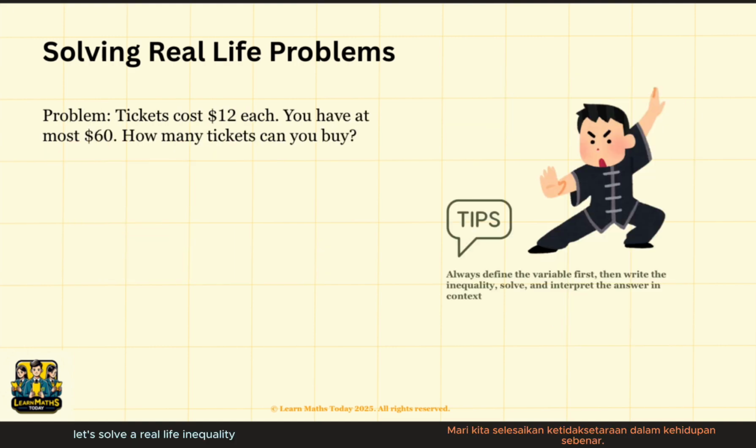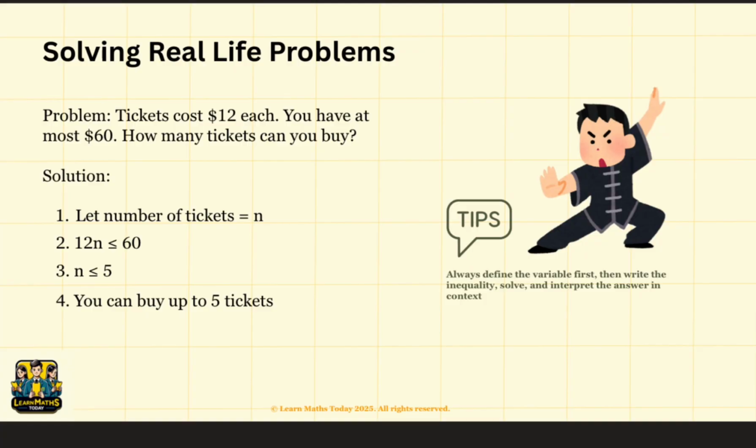Let's solve a real-life inequality problem involving money. Question. Tickets cost $12 each. You have at most $60. How many tickets can you buy? Step 1. Define the variable. Let n be the number of tickets. Step 2. Translate into an inequality. Each ticket costs $12 and total spending can't exceed $60. That gives us 12n ≤ 60.